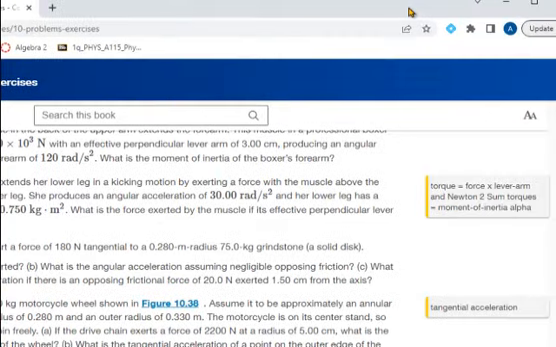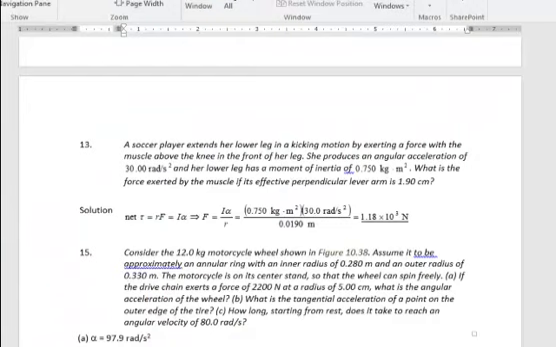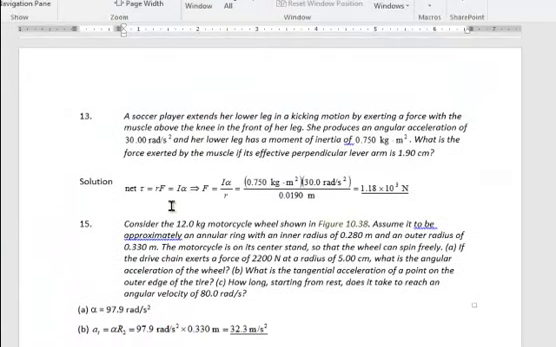My note here on the side is for this one: torque equals force times lever arm, and Newton's second law, the sum of torques equals moment of inertia times the angular acceleration. So just the same as before. In fact, here it is. This is Newton's second law: net torque equals moment of inertia times angular acceleration, and then the torque itself is lever arm times force.